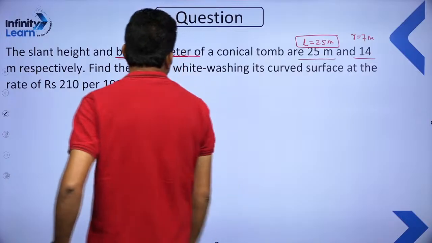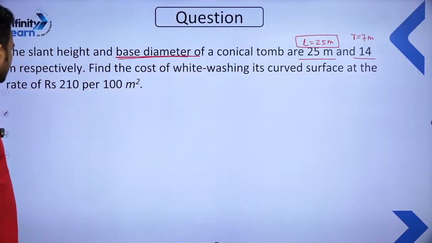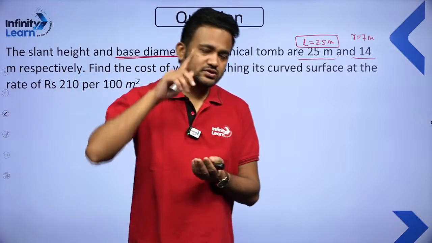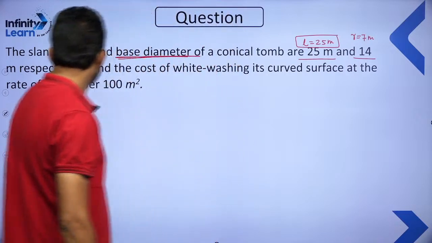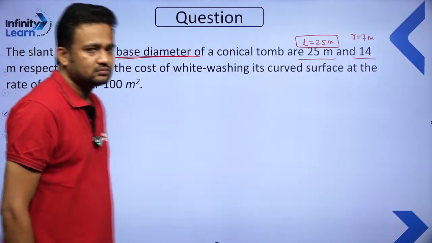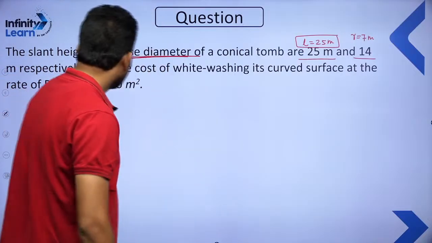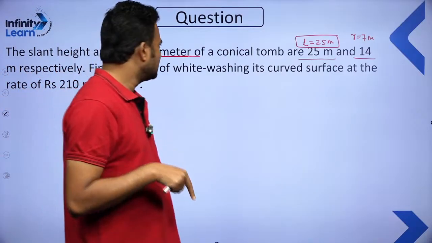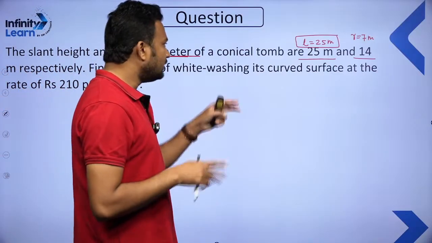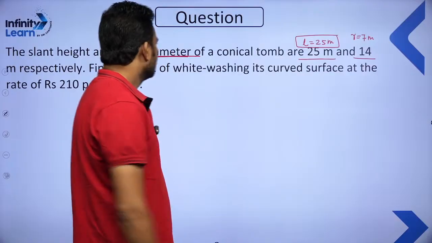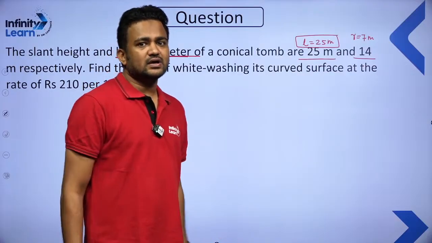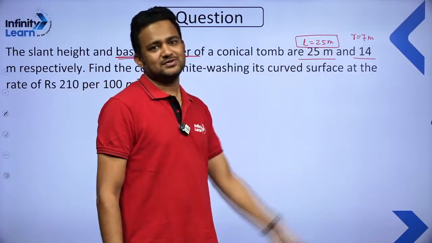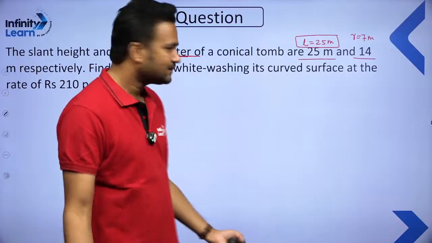And this is the slant height, which is 25 meter. Find the cost of whitewashing its curved surface at the rate of rupees 210 per 100 meter square. Means what is given? Cost of 100 meter square is given, which is rupees 210, right? So let us find the curved surface area, because we have to find the cost of whitewashing its curved surface. So what is the formula to find the curved surface area? That is pi RL. L is given, R is given, so we can find the curved surface area.